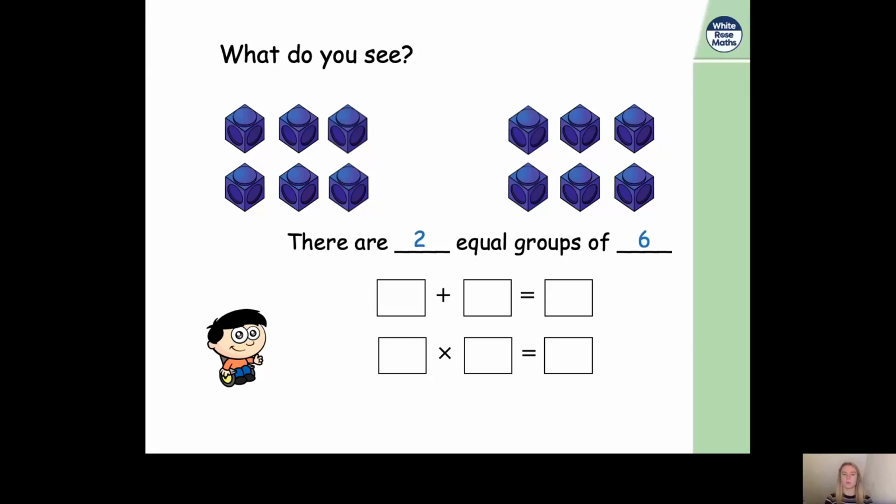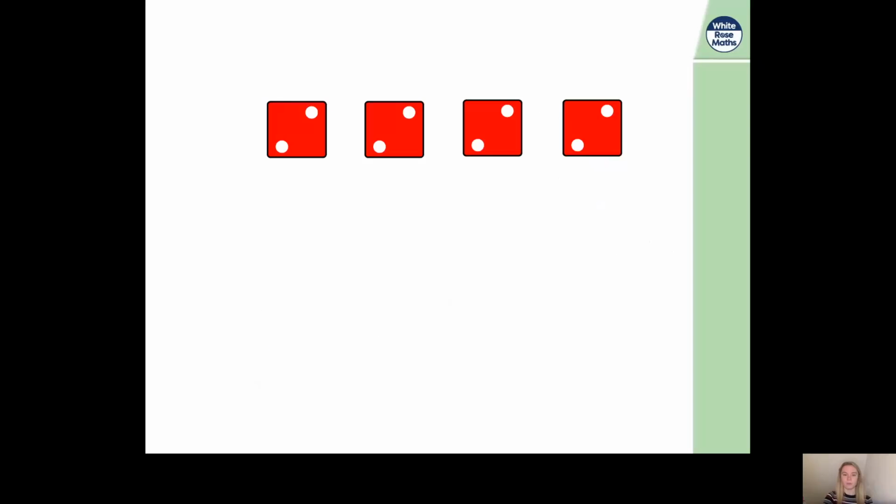What would our addition be? Well, we're going to add 6 twice, aren't we? Because there's 2 groups of 6. So we're going to do 6 plus 6, which is 12, just like last time, because we've used the same cubes. And what would our multiplication be? Remember, the first number represents the groups, and the second number represents how many in each group. So it's going to be 2 multiplied by 6, which gives us 12.